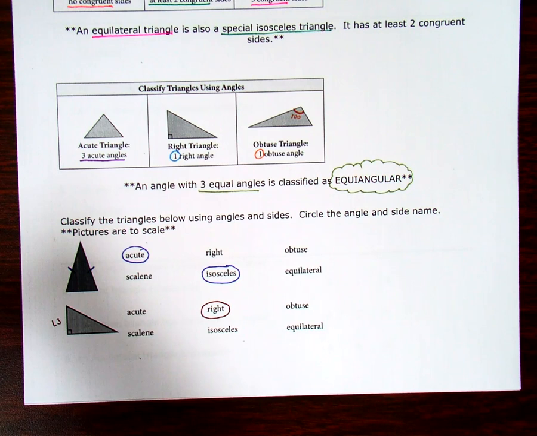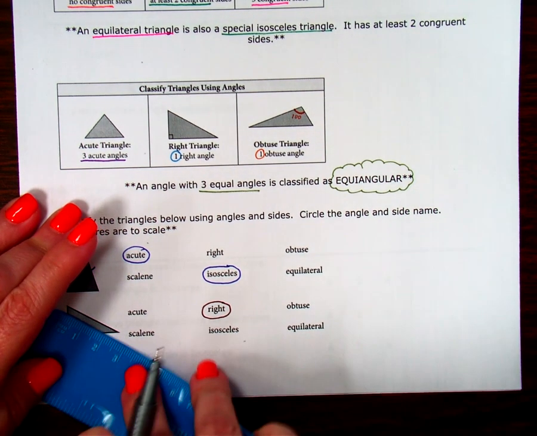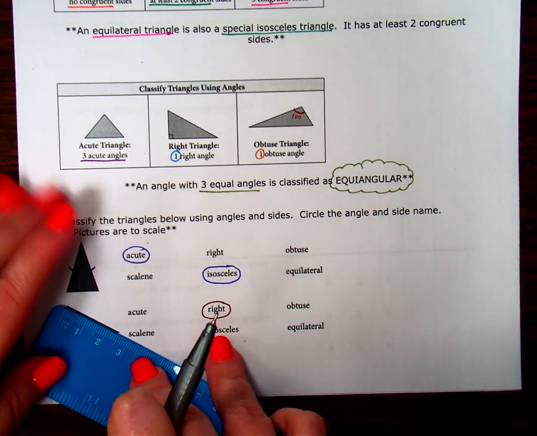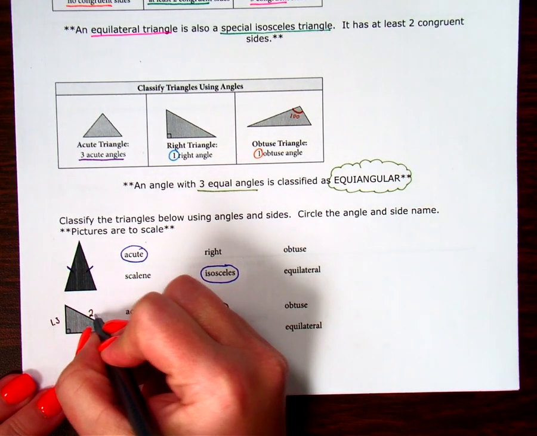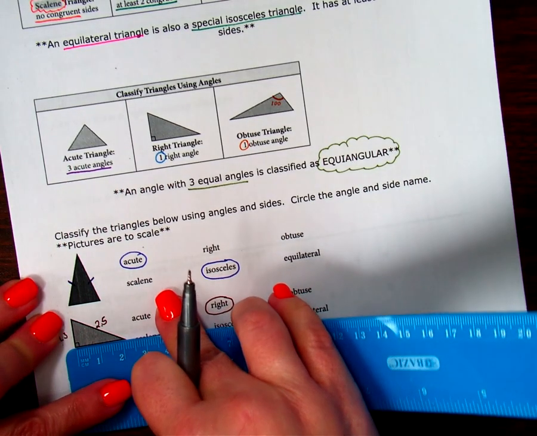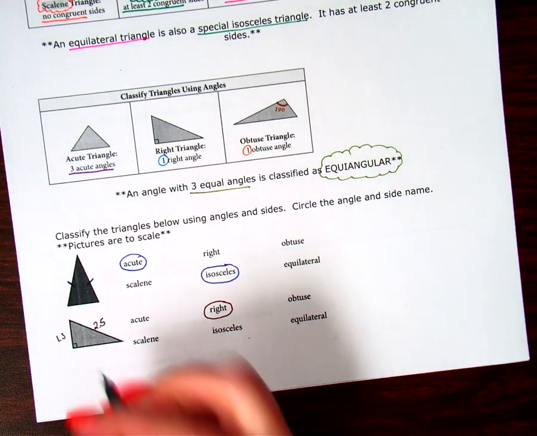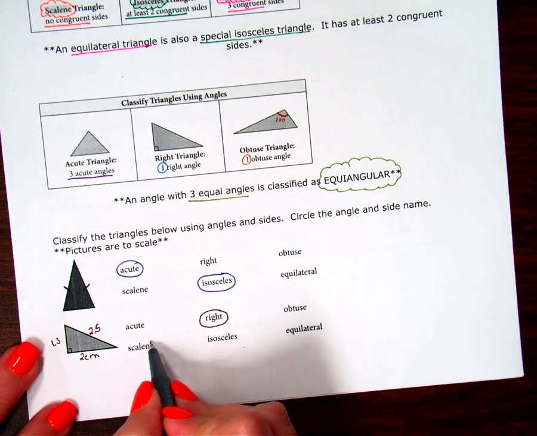When I measure this one, all my stuff's in the way over here. Good thing I have a bendy ruler. This one's about 2.5 centimeters. And then my last one down here is about 2 centimeters. So all of these are different, which means this one is scalene.